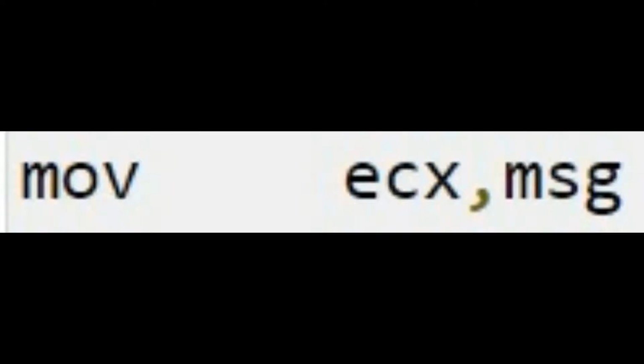Next is the ECX register. The ECX register is sort of like the what. What are you doing this with? If you're trying to output a file or a string, then you would do mov ECX and then put in the variable name for your string, or mov ECX, 5 for the integer 5.